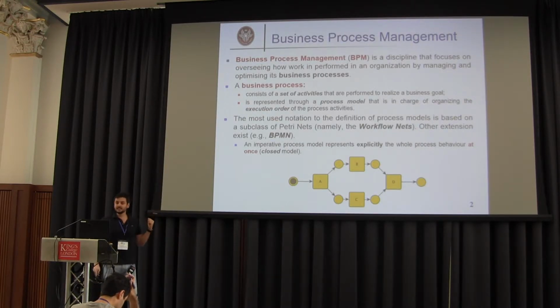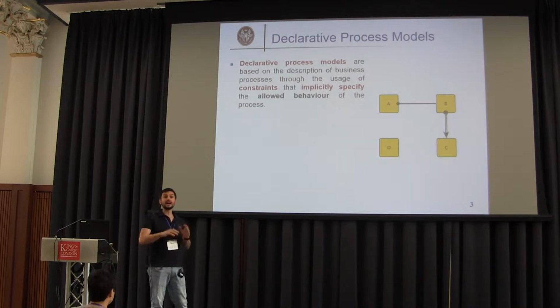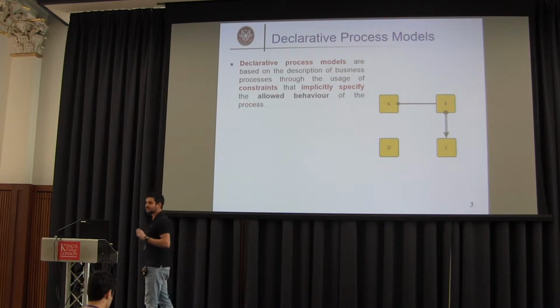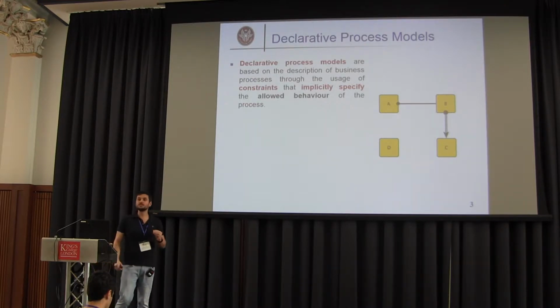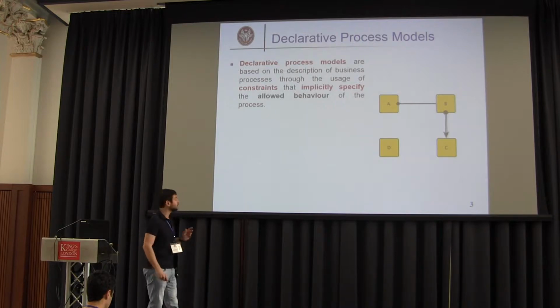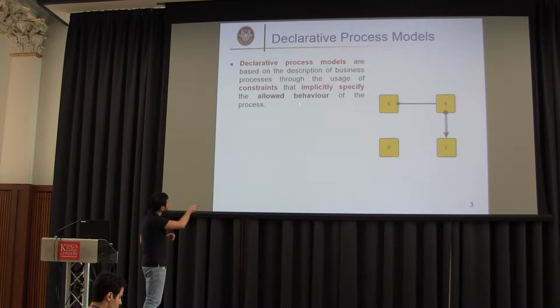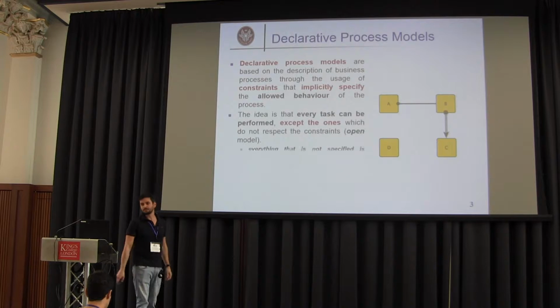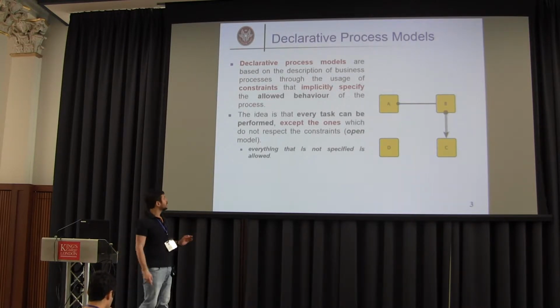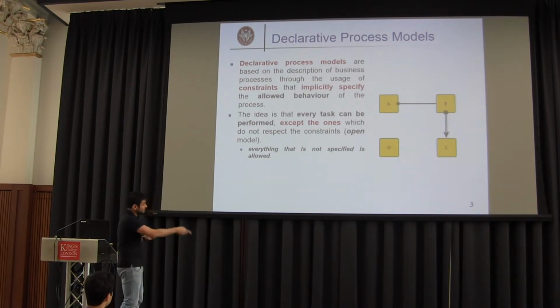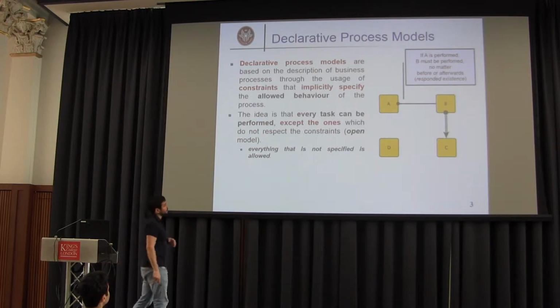In the last years, there was a growth of another kind of process model, called the declarative process model. In this case, the execution order is not made explicit in the process, but is determined by the use of constraints. Constraints implicitly specify the allowed behavior of the process. The idea of the declarative process model is that every task can be performed except the ones that do not respect the constraints. Here, for example, is an example of a declarative process model.